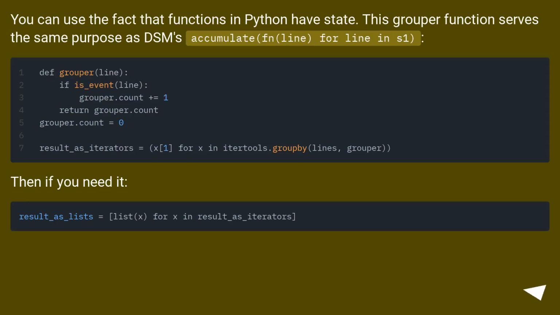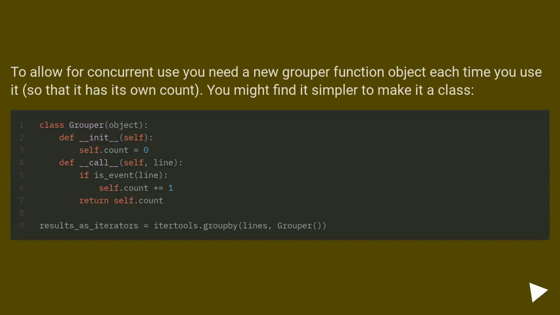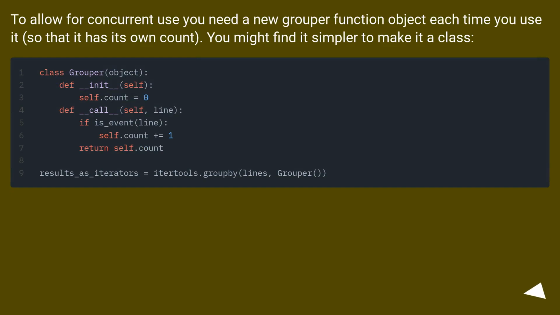You can use the fact that functions in Python have state. This grouper function serves the same purpose as DSM's accumulate fn line for line in a S1. Then if you need it. To allow for concurrent use, you need a new grouper function object each time you use it, so that it has its own count. You might find it simpler to make it a class.